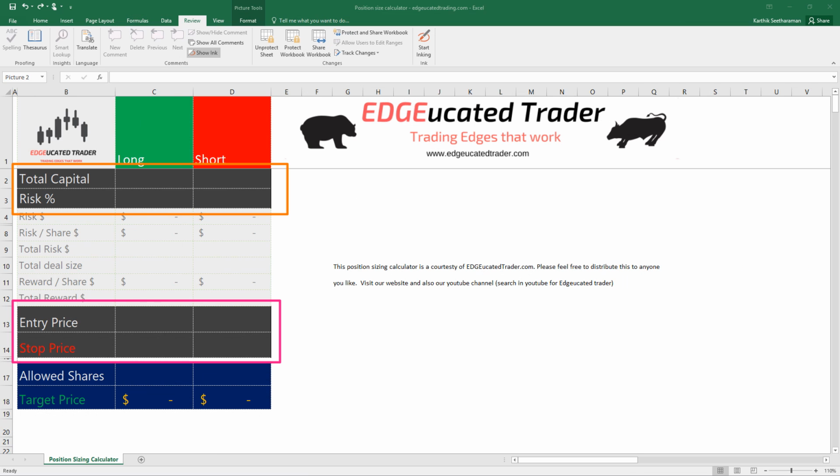In this position sizing calculator, there are only two areas where you need to input information. The first one is denoted by an orange rectangle, total capital and risk percentage. You want to input your total capital amount that you have for your trading, as well as your risk appetite per trade. I would typically recommend that you don't risk more than 1% or 2% of your total amount. Let's say we are putting 2% or even 1% for that matter.